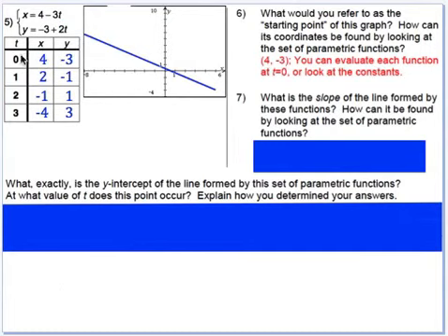So when t is 0, we plug t into the x value, and we get 4 here, and we get a negative 3 here. So that's going to be our starting point, and you just look for whatever your x and y value is when t is 0.